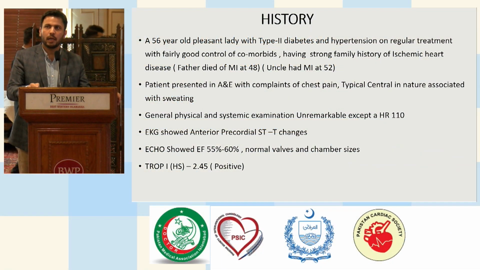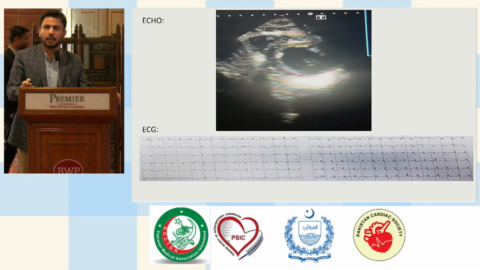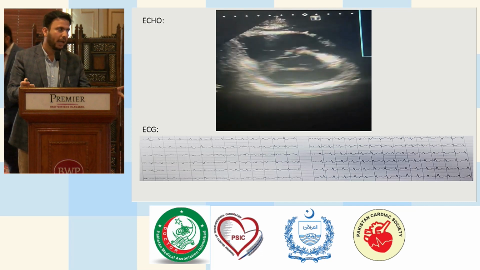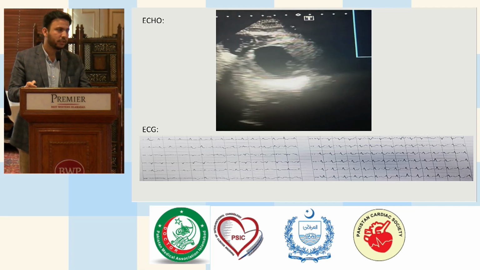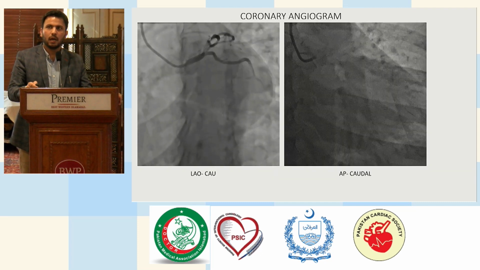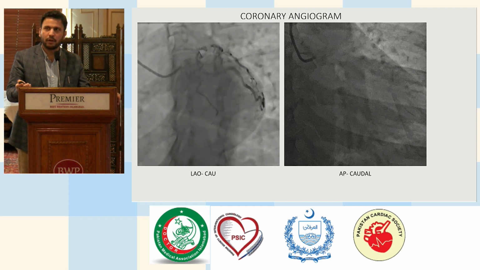Acute coronary syndrome. She's taken into the ward, admitted. This is her electrocardiogram at that time. You can see some ST-T changes in the anterior precordial leads. The next step is to undergo a coronary angiogram.